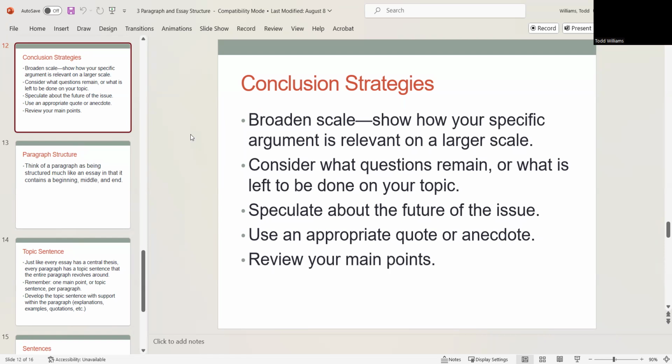Consider what questions remain, what's left to be done. Sometimes you've treated your topic thoroughly, right? But there are other adjacent or side things that come up with the argument you're making.